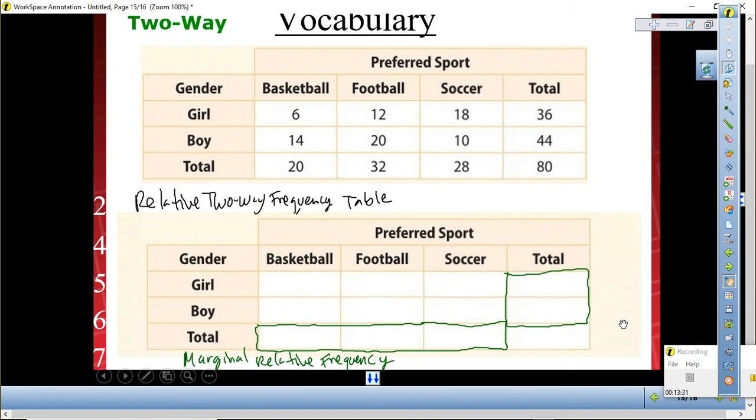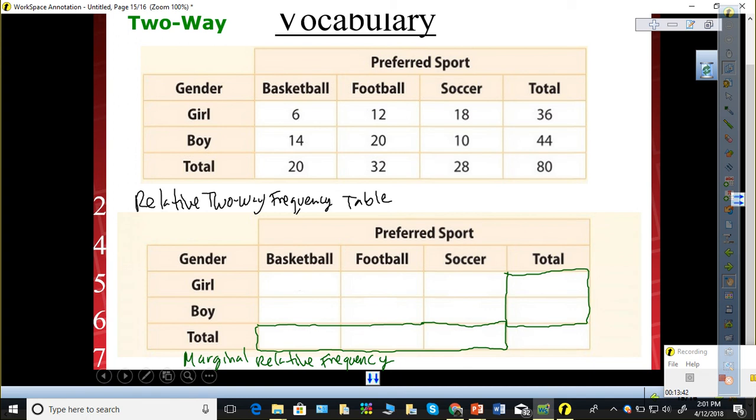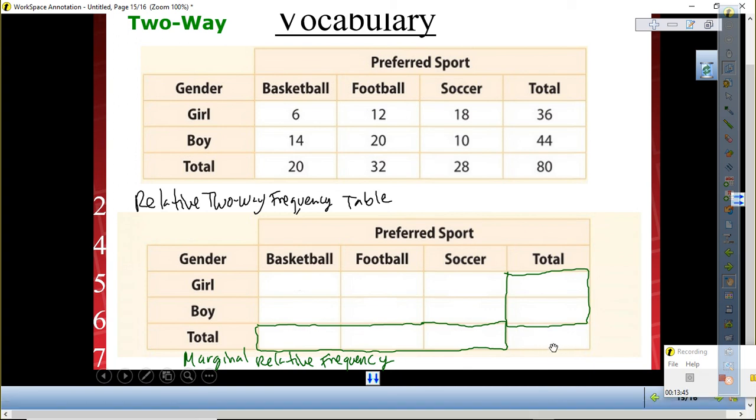Does that make sense? Because they're on the edge, kind of like when in your paper you're about to write something, it's on the edge. So that's why these are called marginal, those spaces. This is the total, because everything's related to the total. That's why we don't do that one.